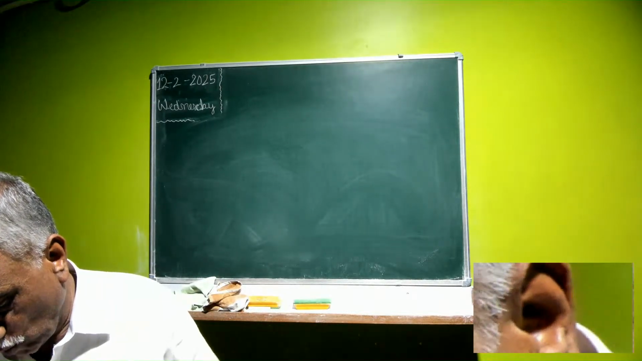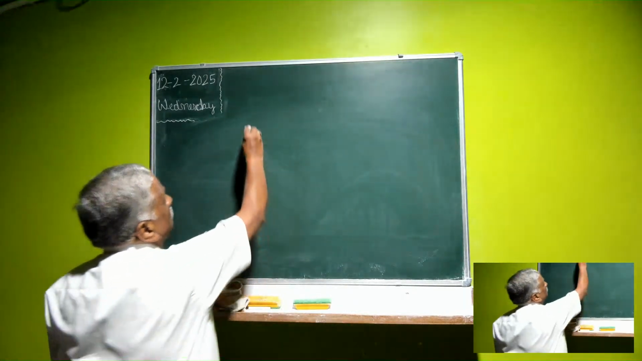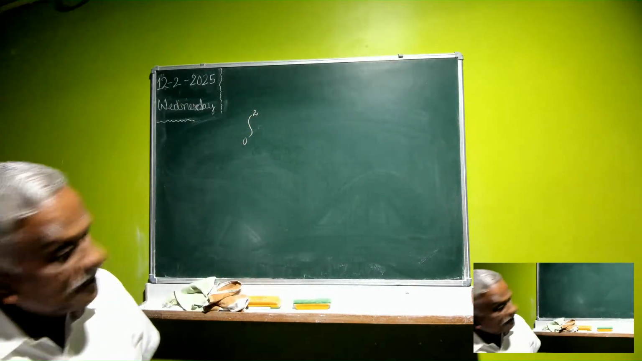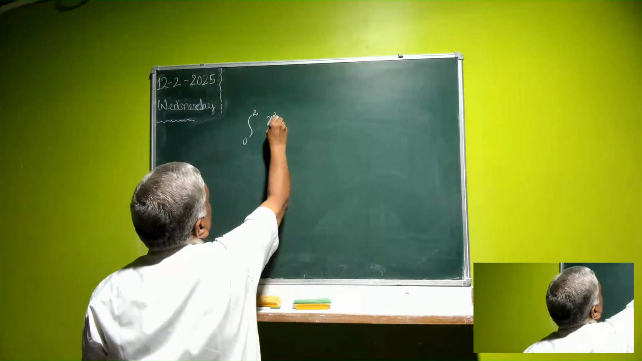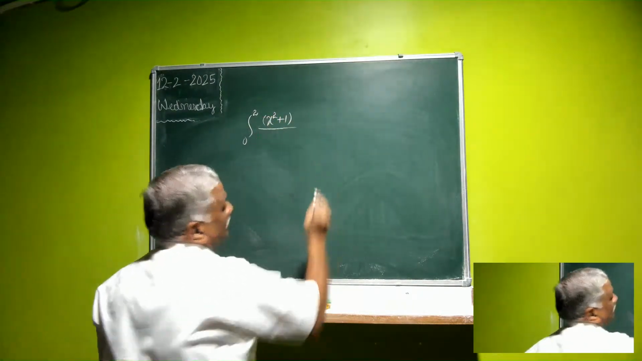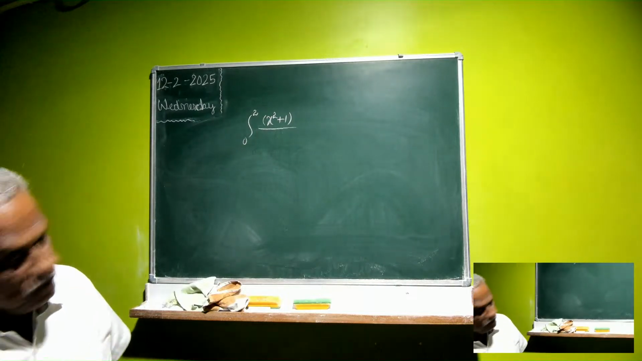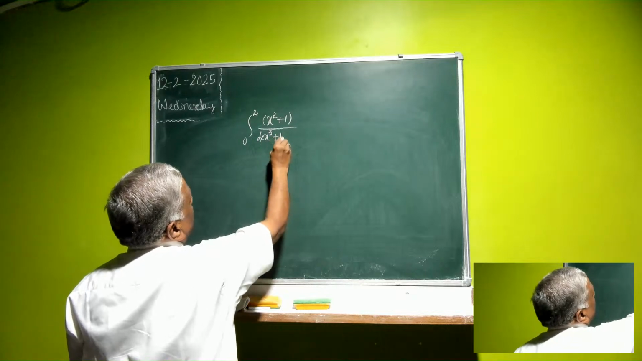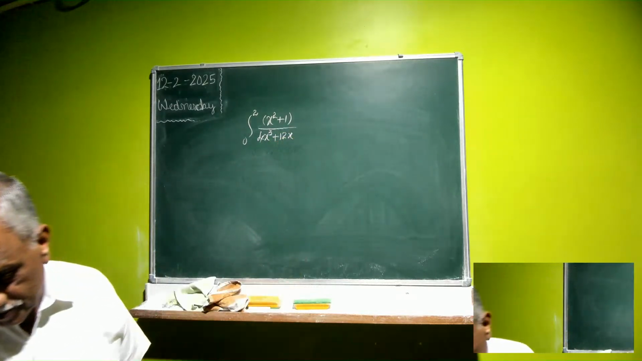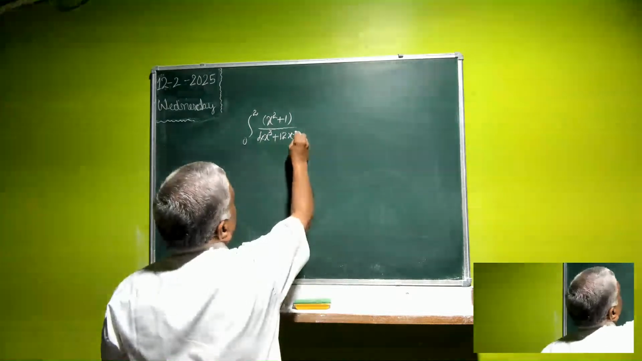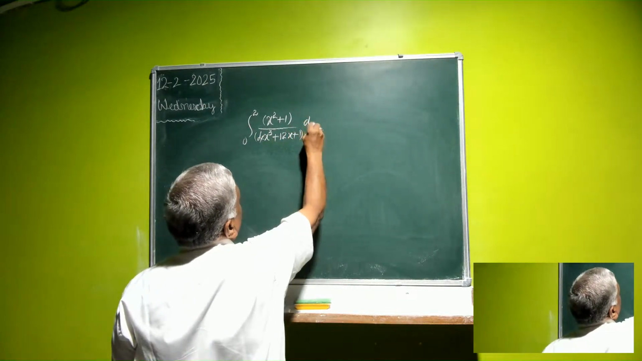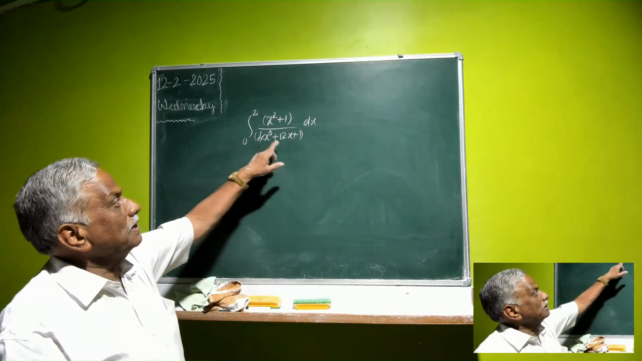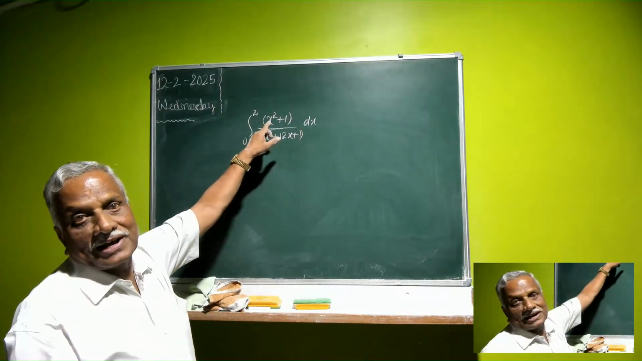Let us work one more problem. Integral 0 to 2, x square plus 1 into 4x cube plus 12x plus 1 dx. Supposing I call this as t, I get 12x square plus 12. But take 12 common, I am going to get x square plus 1.